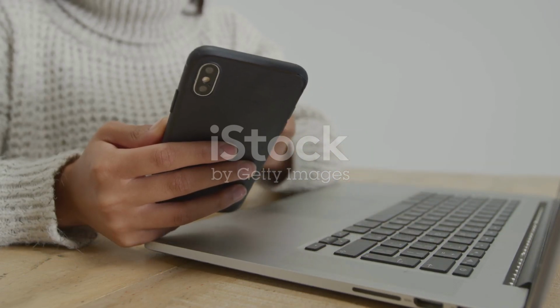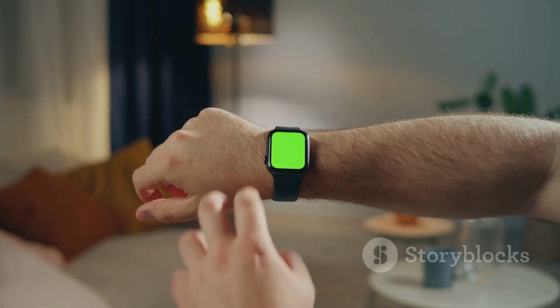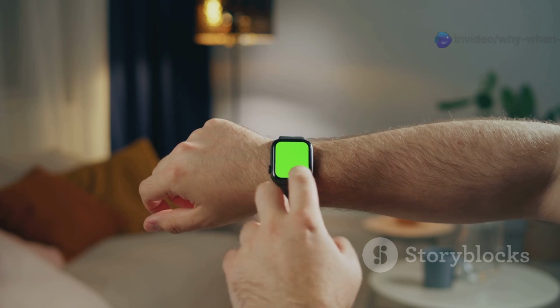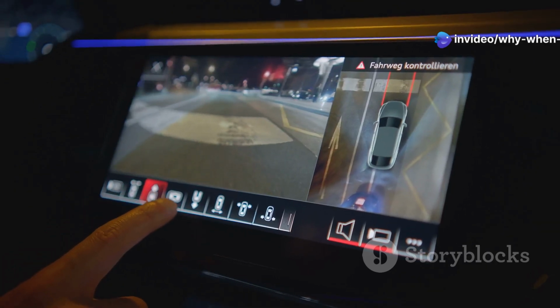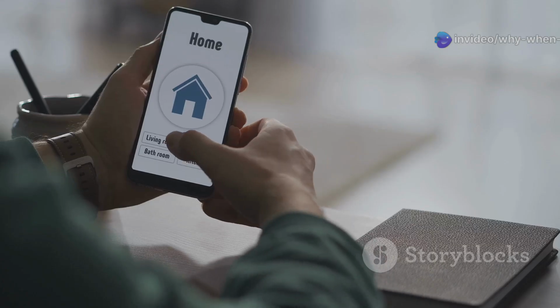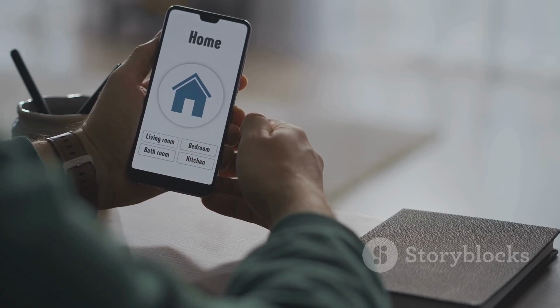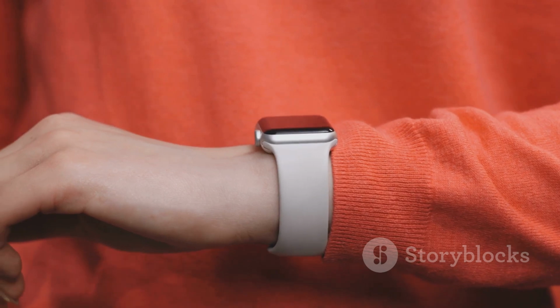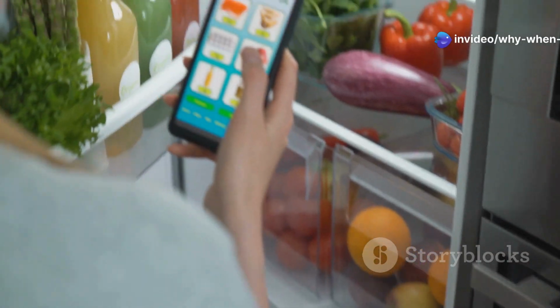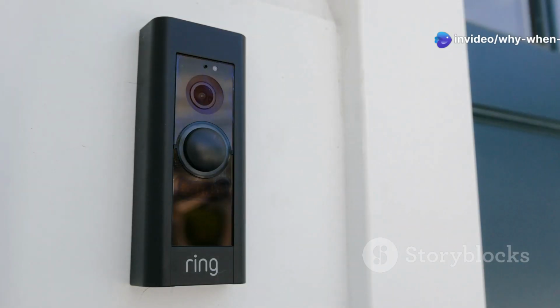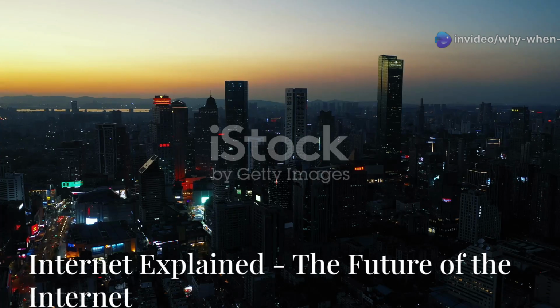It's not just laptops and phones anymore. The Internet of Things refers to everyday objects like smartwatches, thermostats, fridges, and even cars being connected to the internet. This allows for automation, remote control, and data collection. For example, your smartwatch tracks your heart rate and syncs it to a health app. Your fridge can notify you when you're low on milk. A smart doorbell lets you see who's at the door even when you're not home.